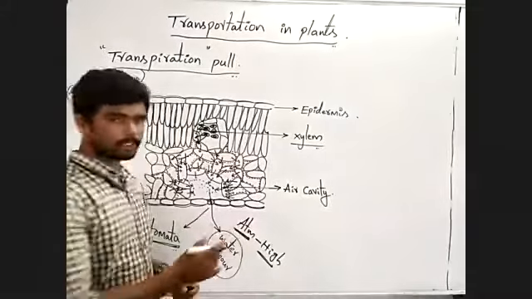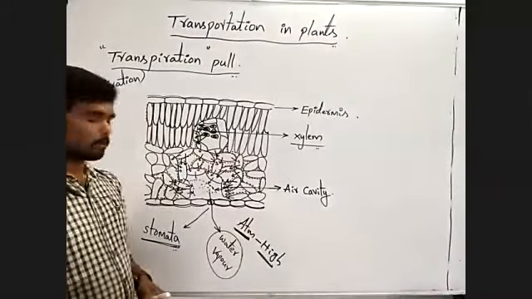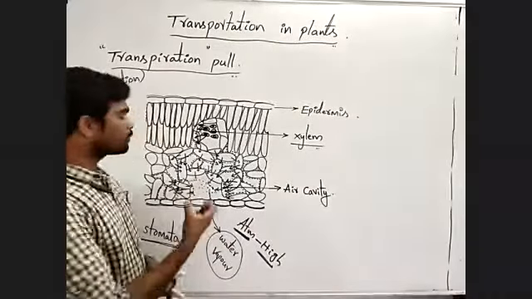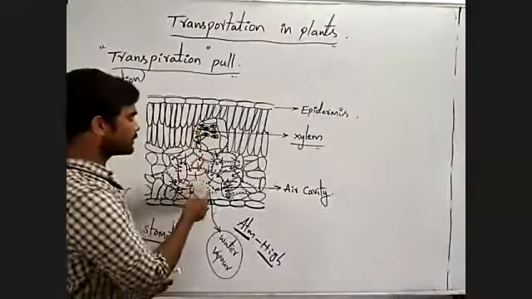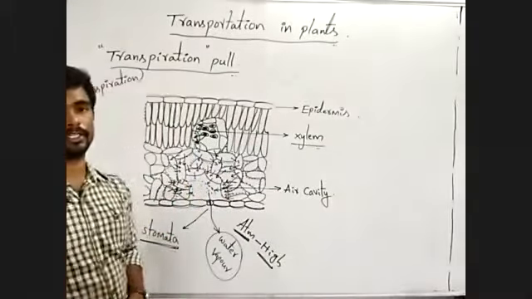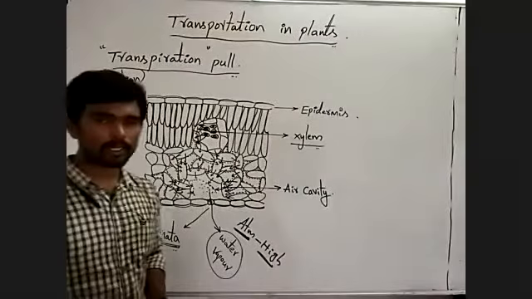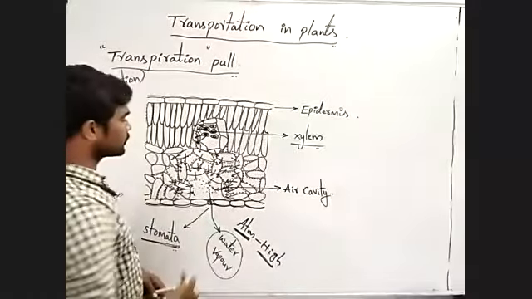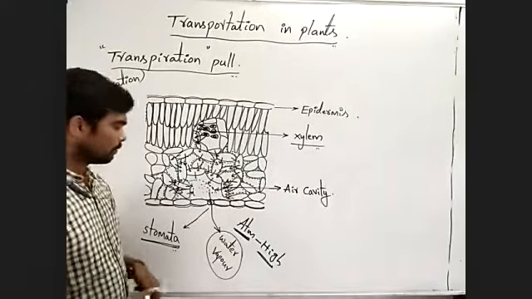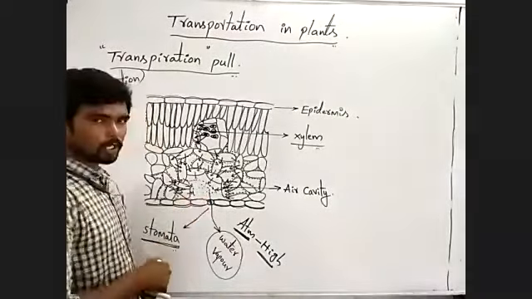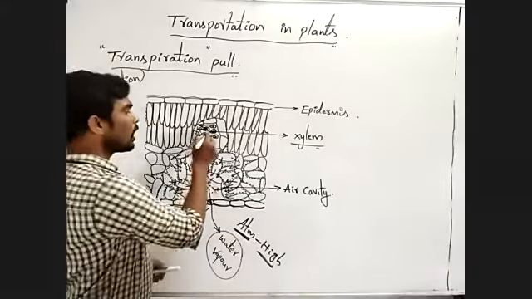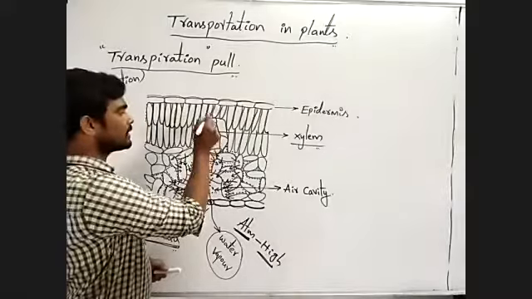By this transpiration process, water is absorbed from the xylem vessels by all these cells continuously. Continuously water is absorbed. This means the transpiration process creates a pulling effect on the water present in the xylem.